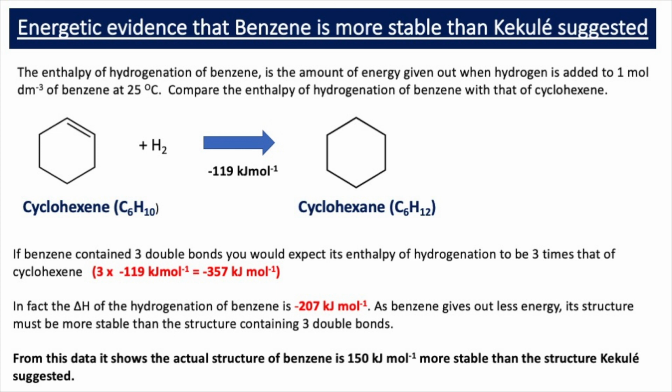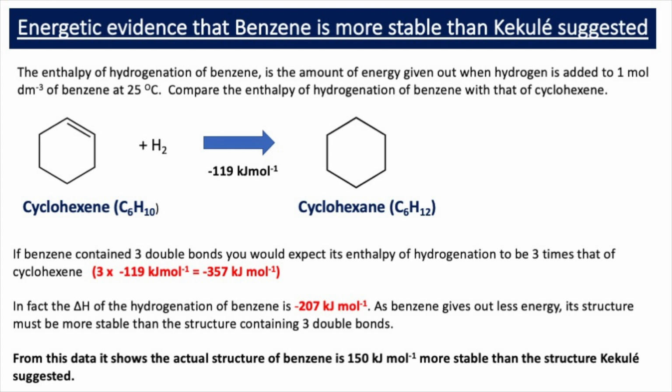So here's the evidence. Now if we take cyclohexene, which is not an aromatic compound, it's just a ring of 6 carbons and 10 hydrogens. There's actually a carbon-carbon double bond between 2 of the carbons. And if we add hydrogen to this, we produce cyclohexane, which is C6H12. Now, when you add hydrogen to a ring with 1 double bond, around about 119 kilojoules of energy is given out when you add hydrogen to one of the double bonds.